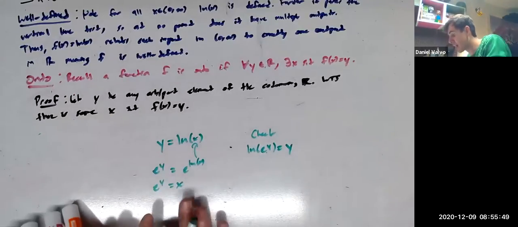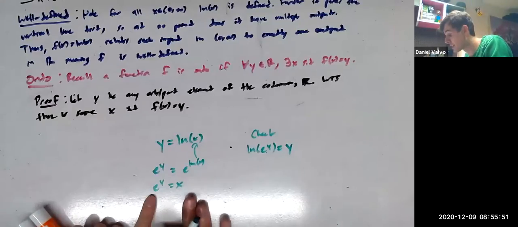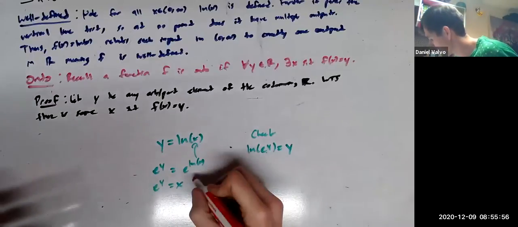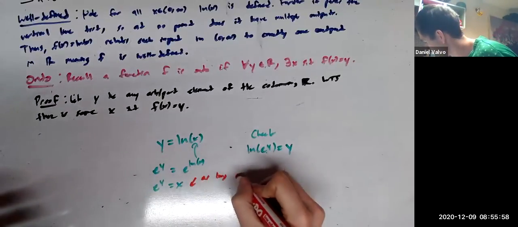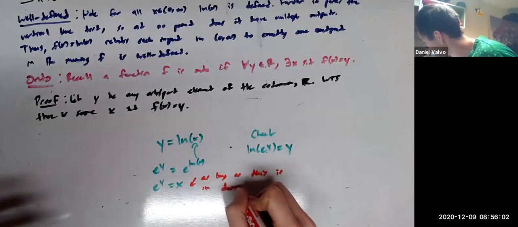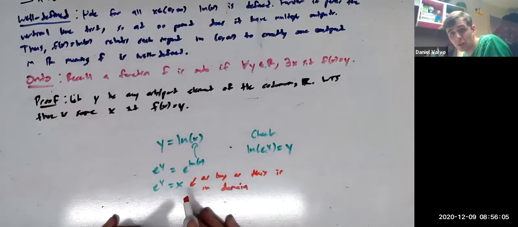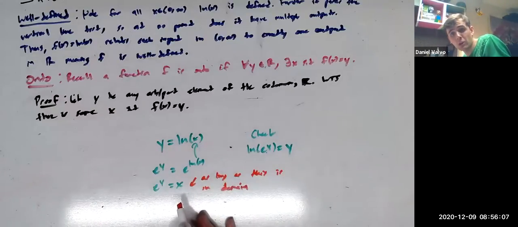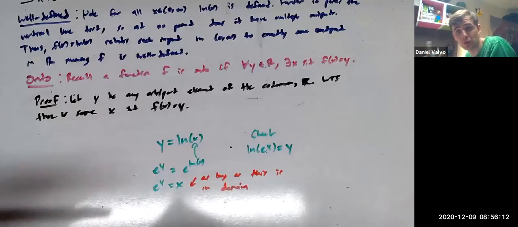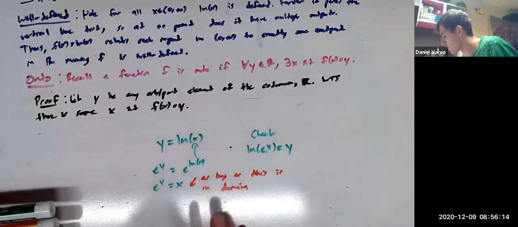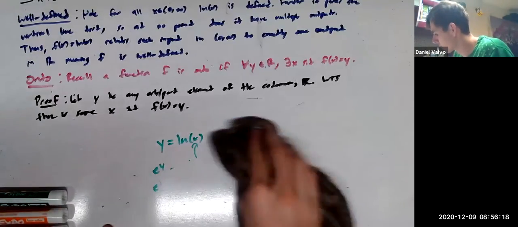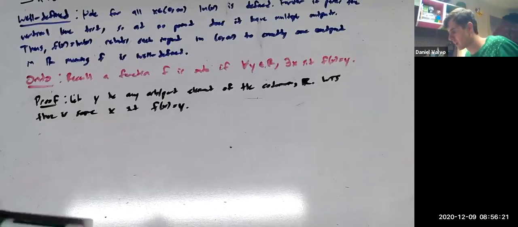So this means that as long as this x is in our domain, then we've just found an element x in our domain that you can plug into f to get y. And y was arbitrary, meaning we could do this for anyone. So the only thing we have to prove is that e to the y is actually between 0 and infinity. That's actually going to be a cinch.